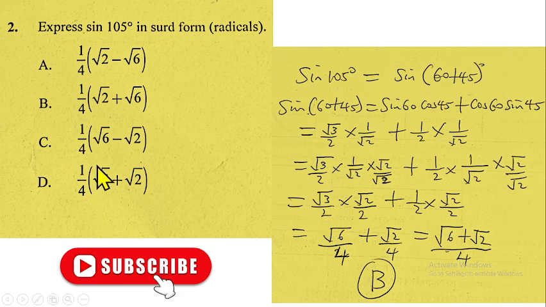But if you look at the options provided here, we can factorize this 1 over 4 out, then that will give us 1 over 4. Then you can rearrange the surds as well. That will give us root 2 plus root 6. So we can say that option B is the correct option for question number 2 as well.